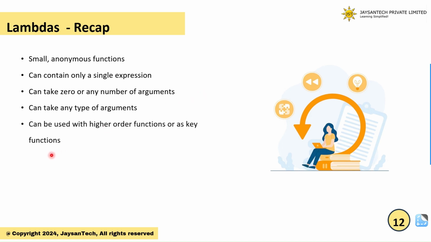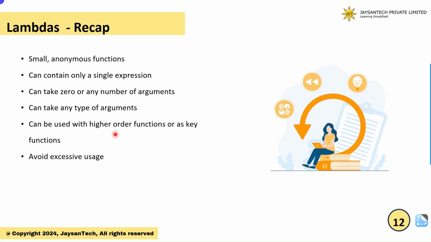The main purpose is they are used with higher order functions or as key functions. Key functions like we saw with sort, right? You specify the key function using lambdas. And higher order functions we have seen: map, filter, reduce, all of those are higher order functions.